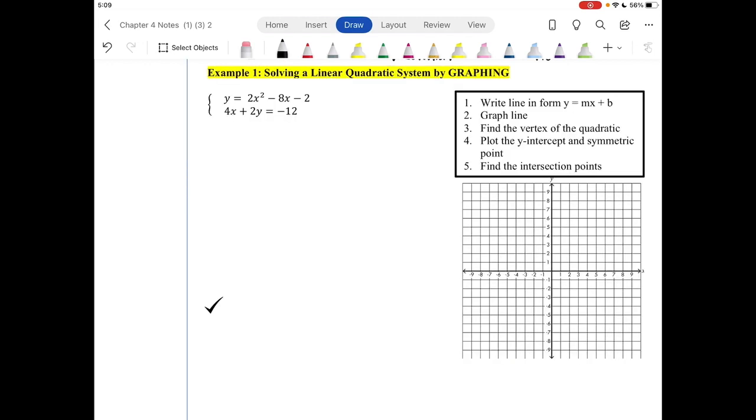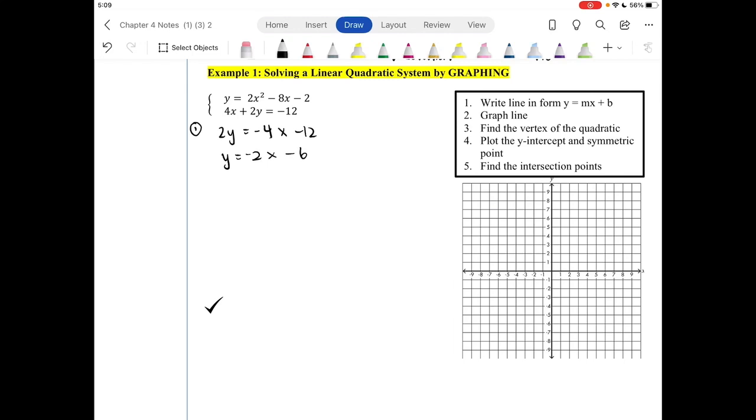The first method of figuring out how many solutions we have is by graphing. First, we need to make sure that the equation of our line is in standard form. We need to subtract 4x from both sides, leaving us with 2y equals negative 4x minus 12. Divide by 2, so y equals negative 2x minus 6.